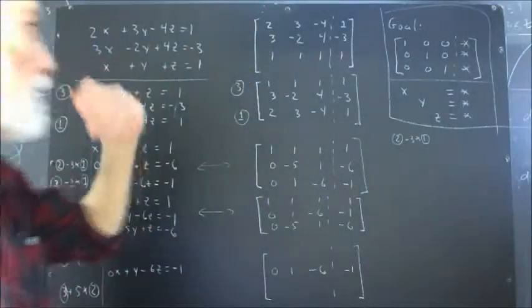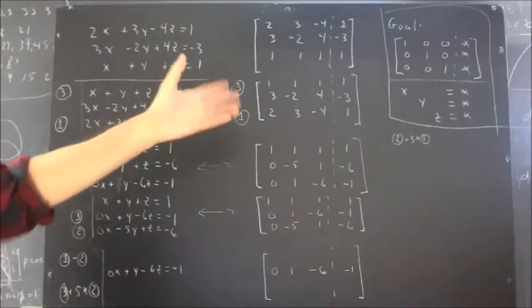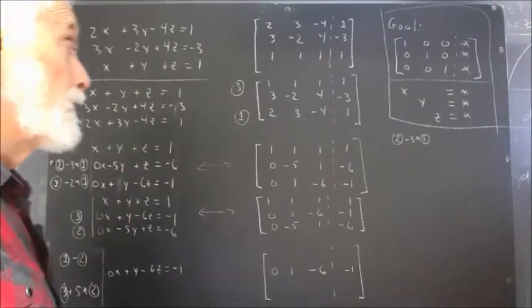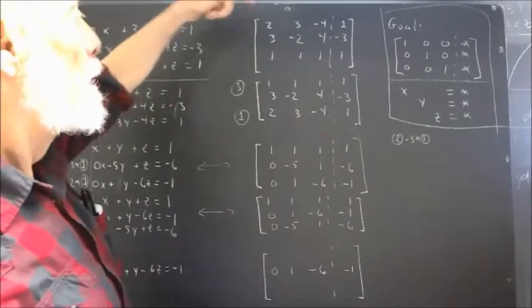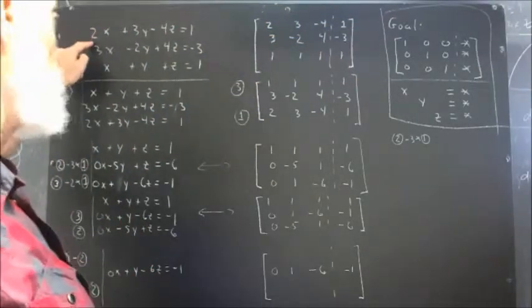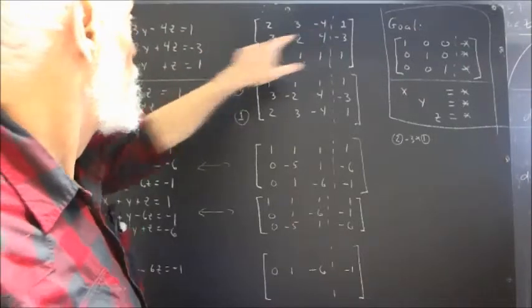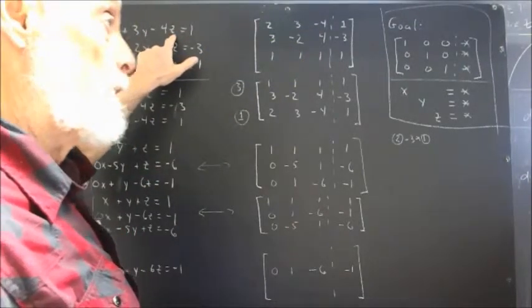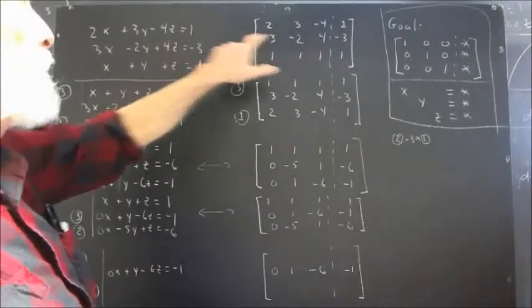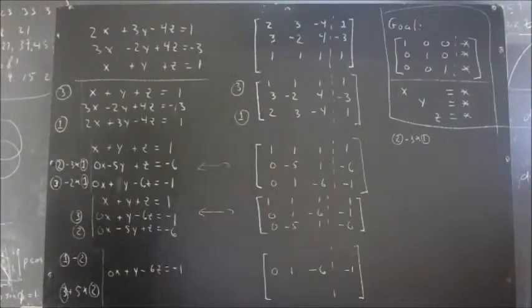Alternatively, we can write the augmented matrix for the system. And it should be very obvious how the augmented matrix is constructed. Each line represents an equation. The first number, the coefficient of x. The second number, the coefficient of y. The third number, the coefficient of z. And the fourth number, the number on the right-hand side of the equal sign.